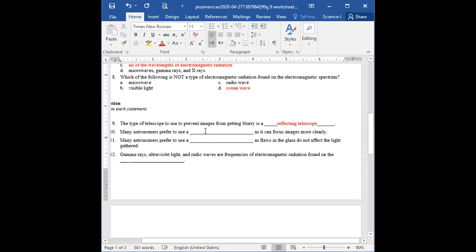So then pass to the next question here. Many astronomers prefer to use space as it can focus image more clearly. So they prefer to use which one? Yes, Muhammad Yasser? Reflecting telescope. Yes, reflecting telescope.